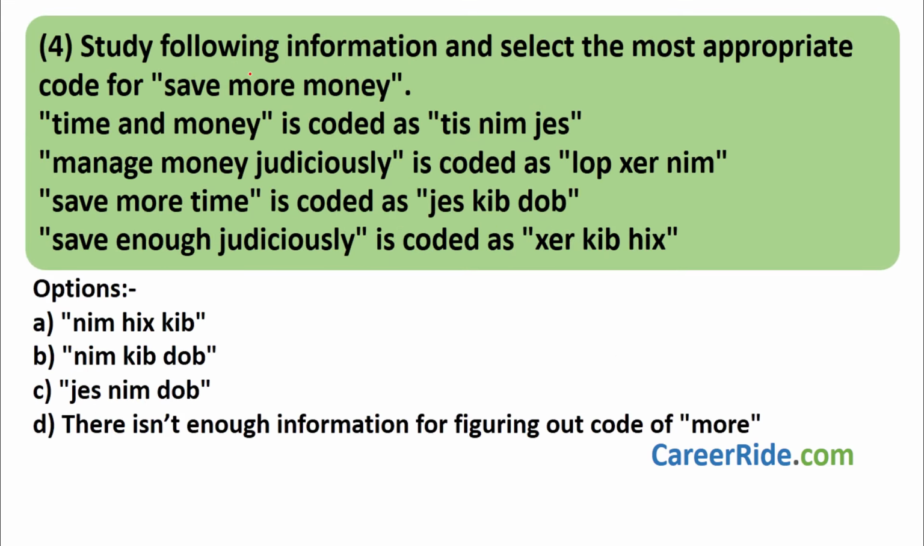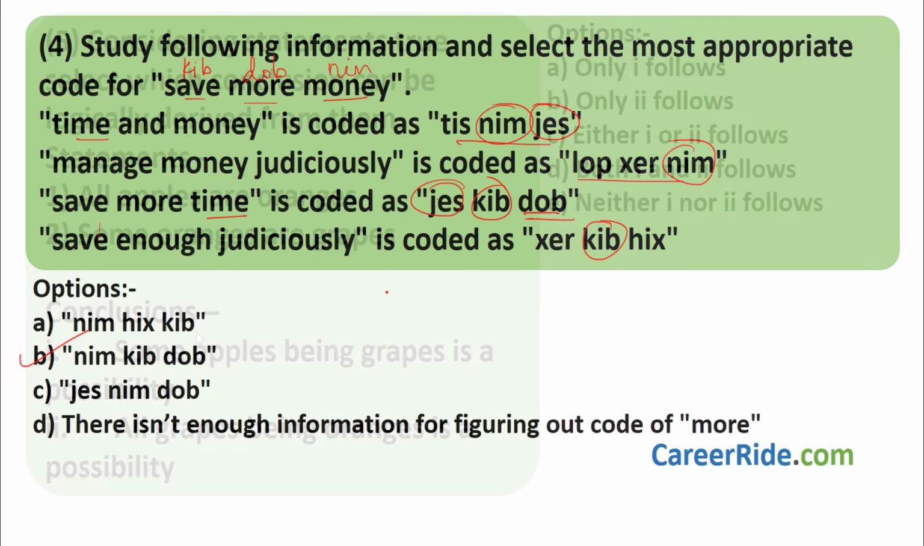Study following information and select most appropriate code for save more money. Very easy sum. Just find the word save. It is in these two. Okay, what is the common word over here for save? Keep and keep. So save is keep. Then for money, money and money is in the first 2 sentences. Common word for the code words in this, it is nim. So money is nim, because here money is common, nim is common. For more, save more time. Save we know is keep, time and time. Here it is just, here also it is just. So time is just, so more is dob. So answer is B. Moving on.